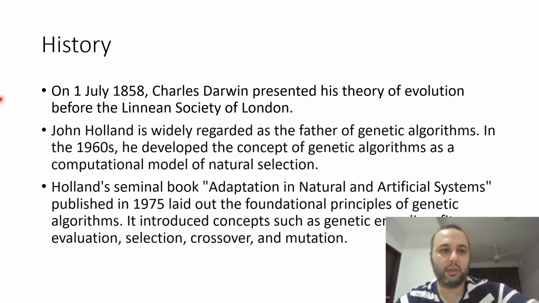Okay, this is a history. On 1st July of 1858, Charles Darwin presented his theory of evolution before the Linnean Society of London. John Holland, inspired by Darwin's theory, published a book named Adaptation in Natural and Artificial Systems in 1979, and introduced the basics of the genetic algorithms that we have nowadays and we are going to study.